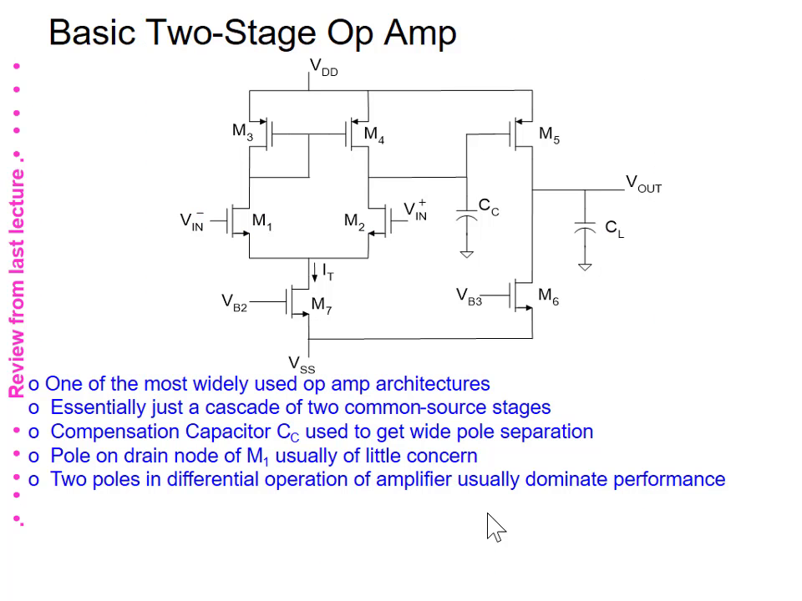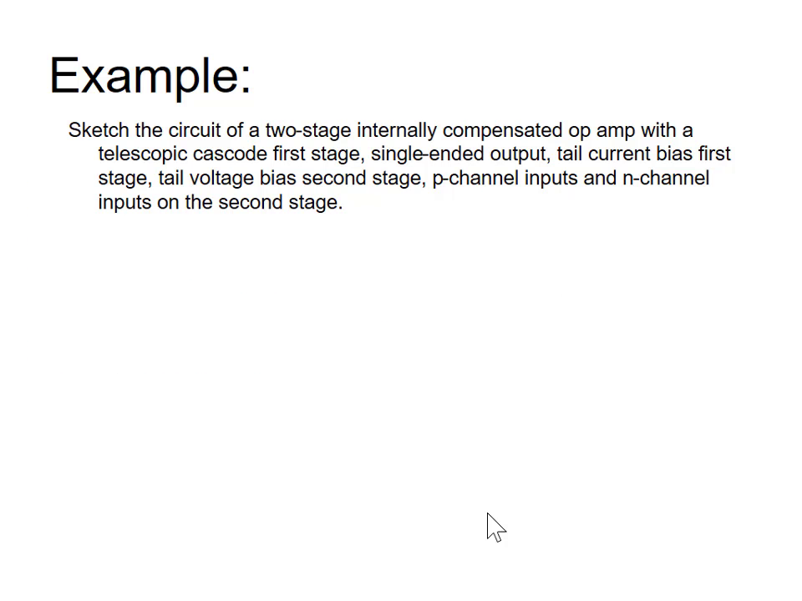Well, we talked about the large number of structures that we can work with. Example: sketch a circuit of a two-stage internally compensated op amp with a telescopic cascode first stage, a single-ended output, tail current bias first stage, tail voltage bias second stage, P-channel inputs on the first stage and N-channel inputs on the second stage. Okay?